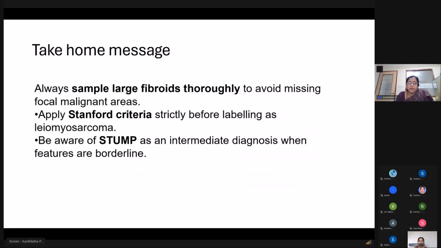The take-home message from this is to always sample large fibroids to avoid missing any focal malignant areas. Apply the Stanford criteria strictly before labeling as leiomyosarcoma, because STUMP is an intermediate diagnosis. If it has the required 2 points of the Stanford criteria, then we could call it a STUMP.